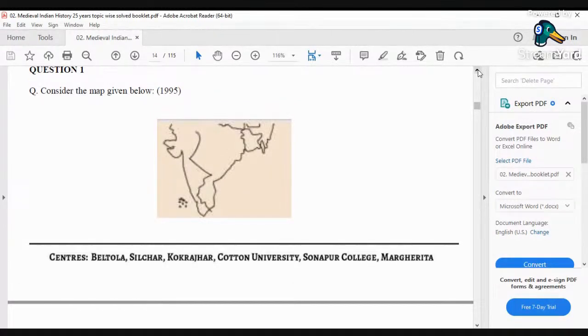In fact, Malik Kafur initially was a slave that Alauddin Khilji bought from Gujarat. He is also known as Hazar Dinari because Alauddin Khilji had bought Malik Kafur by paying a thousand dinars, since he was worth Hazar dinars. So Malik Kafur is also known as Hazar Dinari.